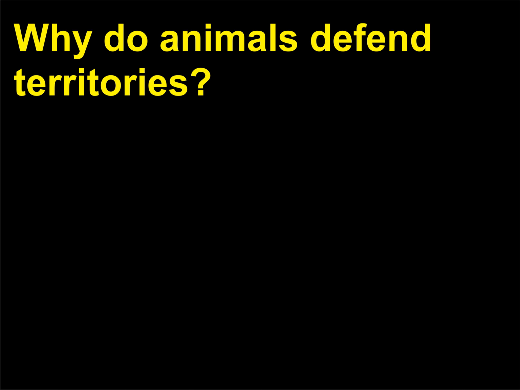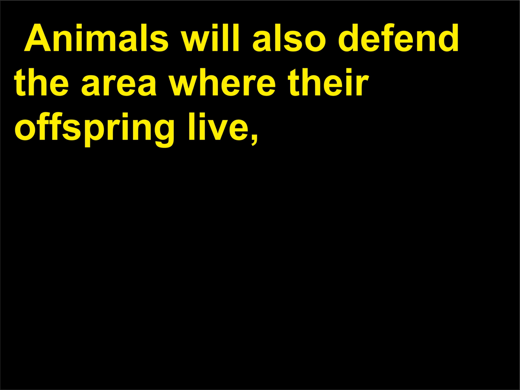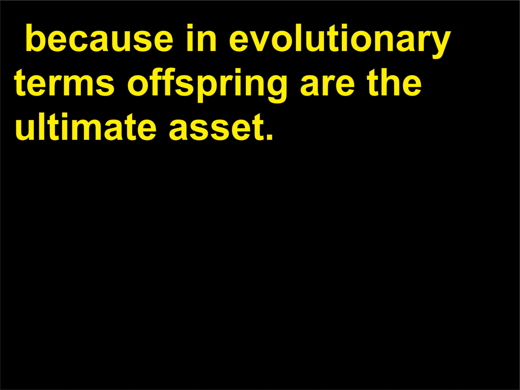Why do animals defend territories? Animals defend territories to protect their assets such as food, water, or mates. Animals will also defend the area where their offspring live, because in evolutionary terms offspring are the ultimate asset.